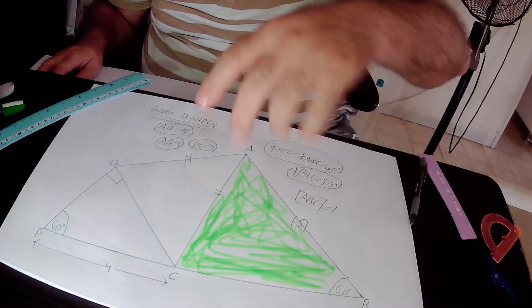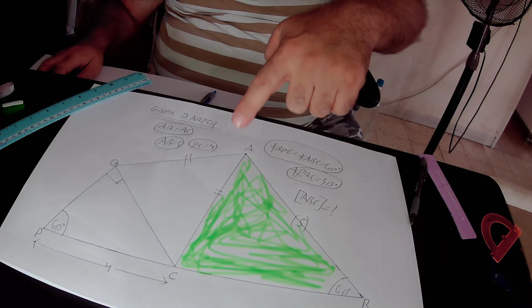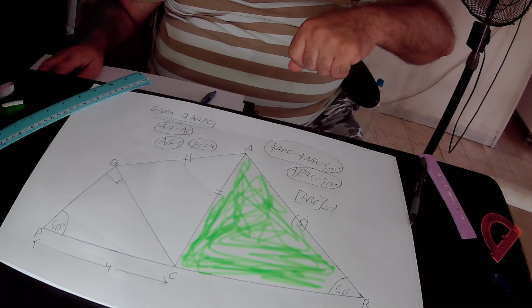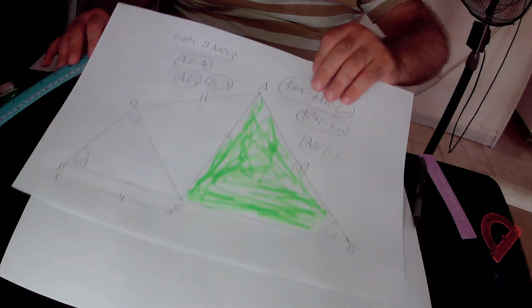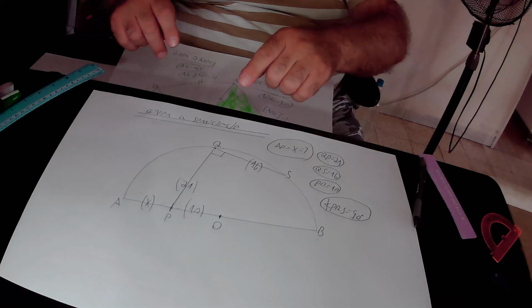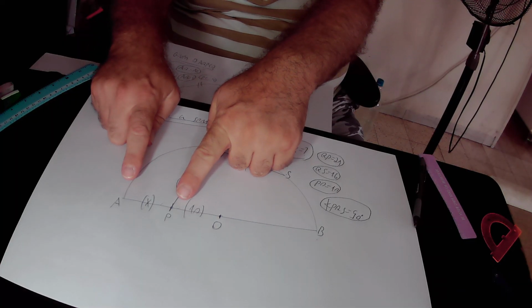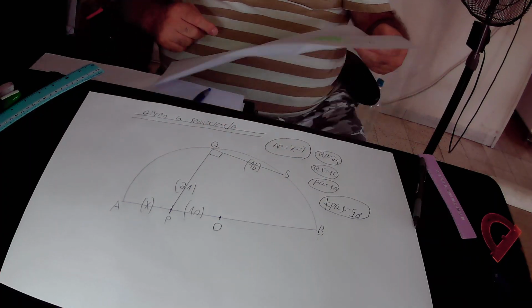And now in this lecture we'll answer two questions. In the first question, we find out the area of this green triangle, triangle ABC. And in the second question, we find out the length of this line segment AP, which equals x. We have to find out the value of x. So we start with the first question.